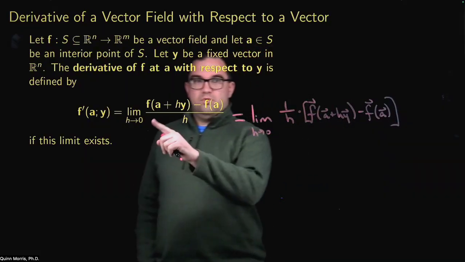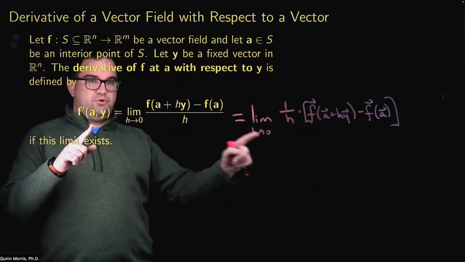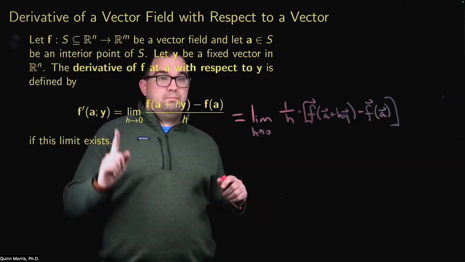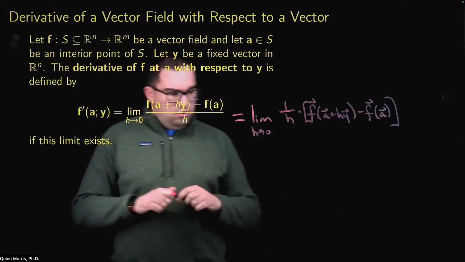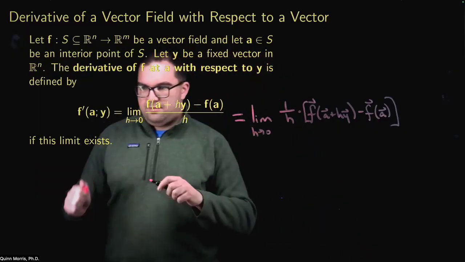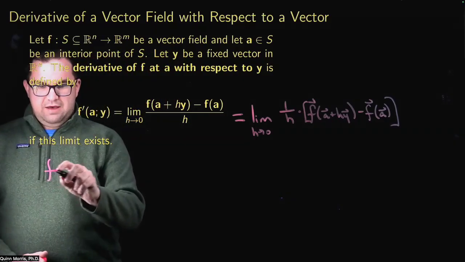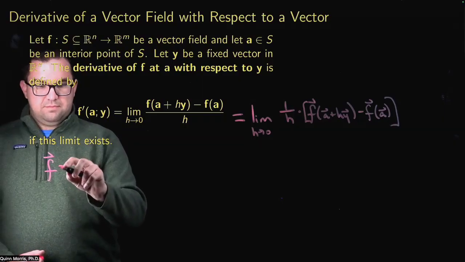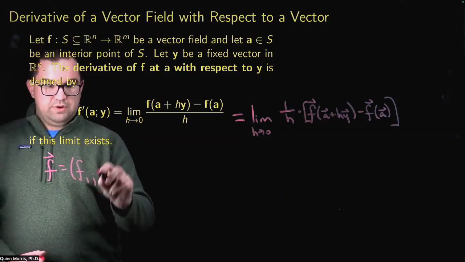The other thing that can be helpful at times, and that we'll do several times throughout this video, is to think about what this means component by component. So if I think about what F is, the vector field is made up of different component functions.